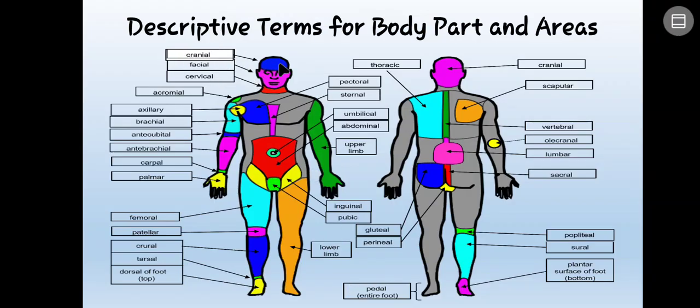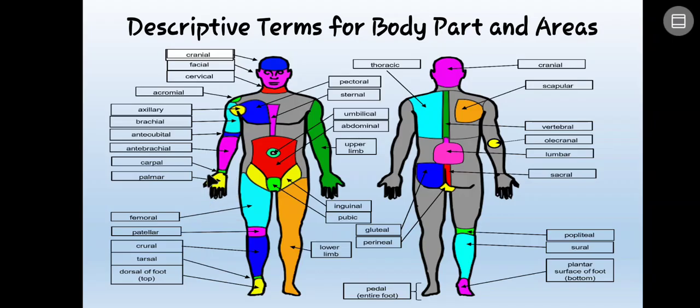So cranial meaning the head. Facial, the face. Cervical, the neck. Acromial, the shoulders. Pectoral, the chest. Sternal, the sternum. Umbilical, abdominal. Antecubital, brachial, axillary. This is axillary. This is antecubital. This is brachial. This side is brachial. This side is antebrachial. And then this is carpal. This is palmar, the hand. In anatomy, you call it palmar. Don't say palm, say palmar.